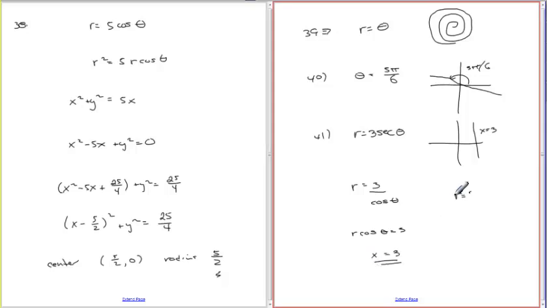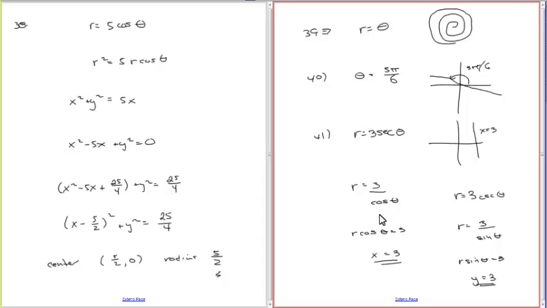If you had something like r is equal to 3 cosecant of theta, that's the same as r equals 3 divided by the sine of theta, so you get r sine of theta is equal to 3, and r sine of theta is y, so this becomes a horizontal line. So that's problem number 40. 42 is the one with the cosecant. 41 is with the secant.